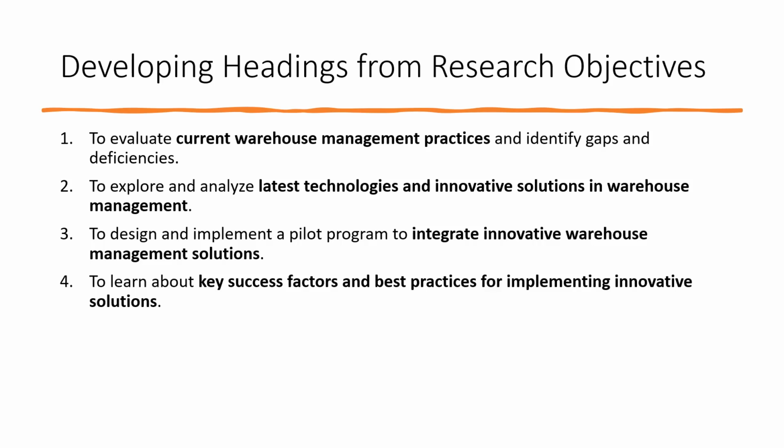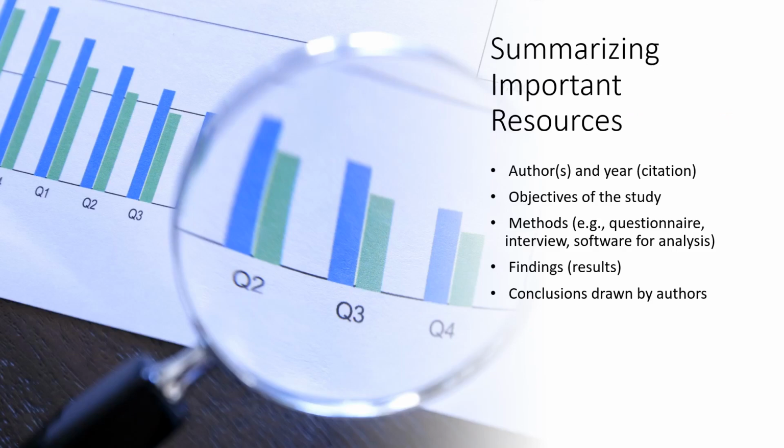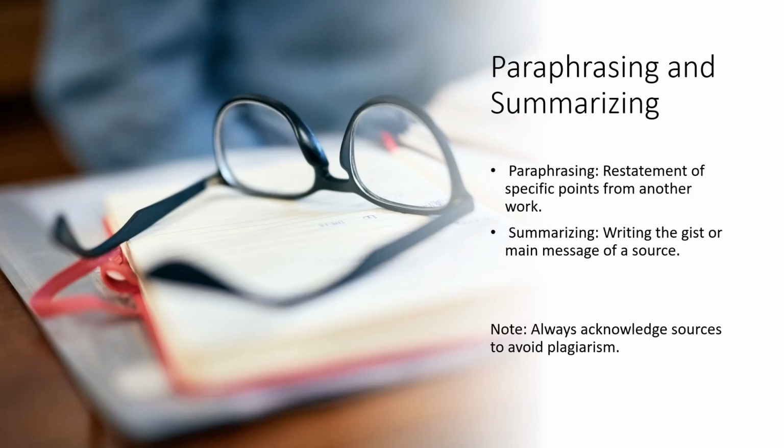When summarizing important resources, include components like the authors and year, objectives of the study, methods used, findings, and conclusions drawn by the authors. Paraphrasing involves restating specific points from another work, while summarizing means writing the gist or main message of a source. Remember to always acknowledge sources to avoid plagiarism.